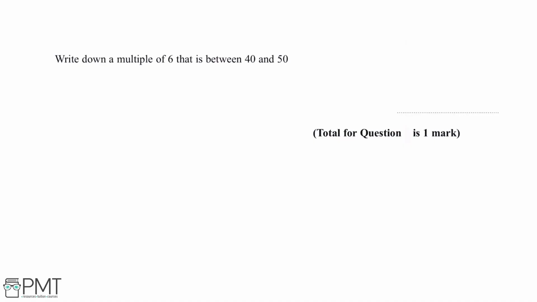Write down a multiple of 6 that is between 40 and 50. So we can start off this question by listing the 6 times tables until we reach a number which is between 40 and 50. So 1 multiplied by 6 is 6, 2 multiplied by 6 is 12, 3 multiplied by 6 is 18, 4 multiplied by 6 is 24, 5 multiplied by 6 is 30, 6 multiplied by 6 is 36, 7 multiplied by 6 is 42, 8 multiplied by 6 is 48, and 9 multiplied by 6 is 54.